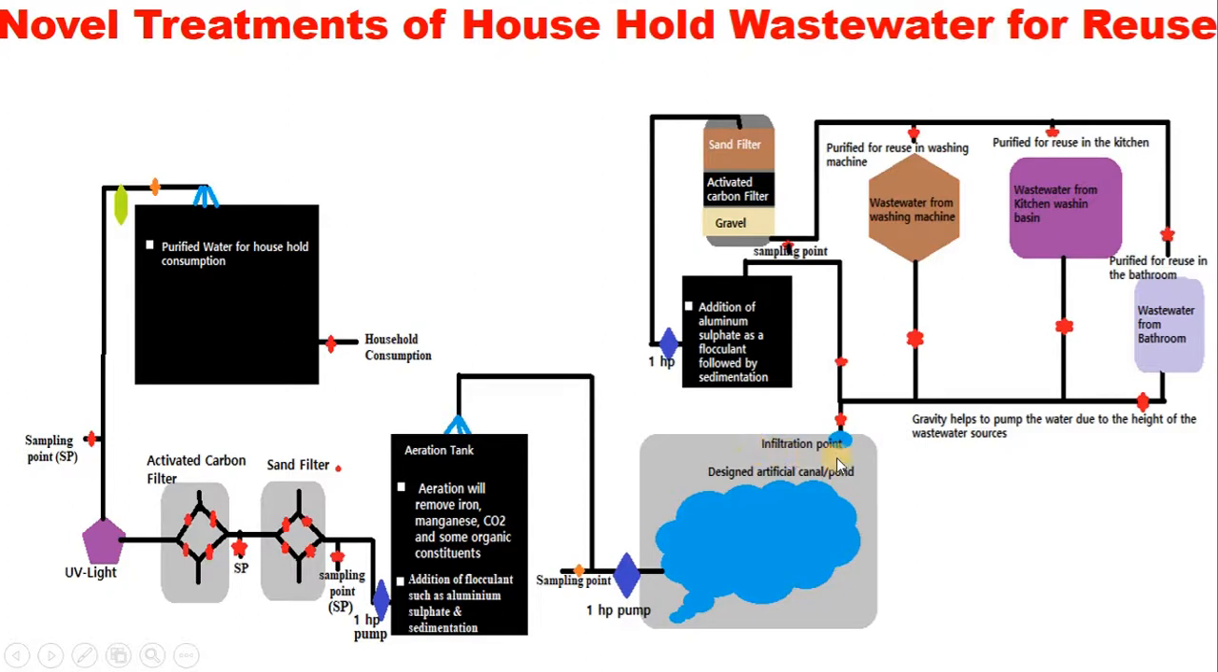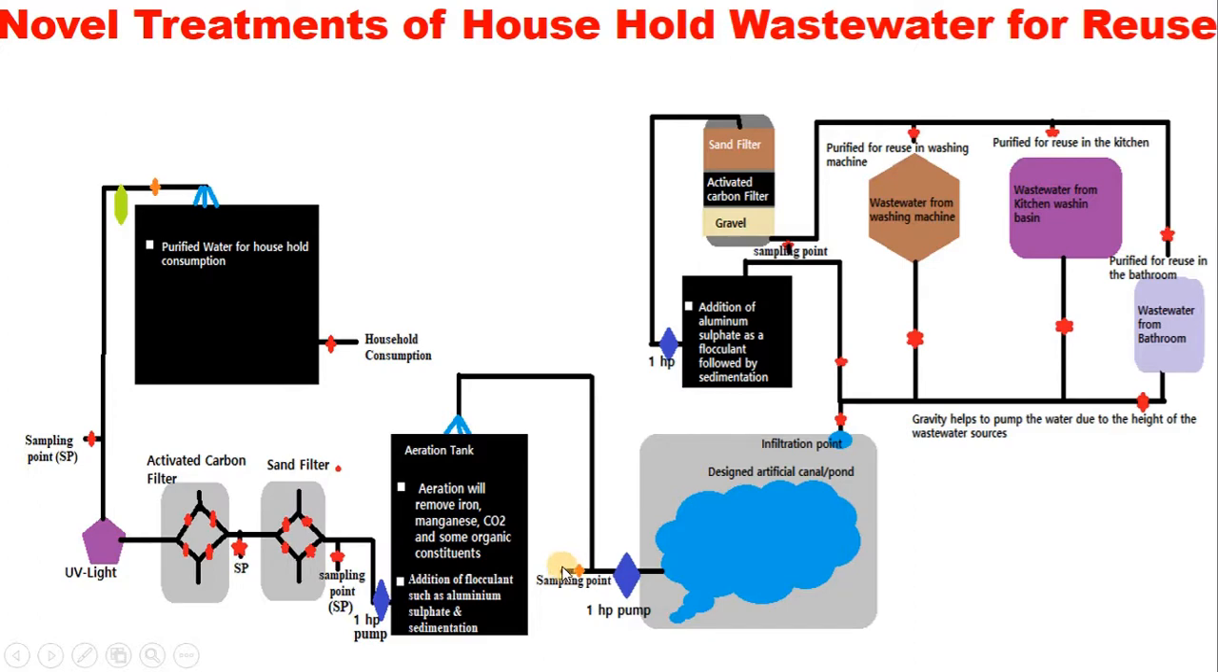The reason for infiltration is to help the wastewater from these sources to be improved, because the soil is a filter too. So the soil will help to filter the water and store the water in this reservoir here, that is the artificial canal. From this reservoir, the water will now be termed as groundwater. So the treatment process will now take the shape of groundwater treatment by pumping the water out of this canal.